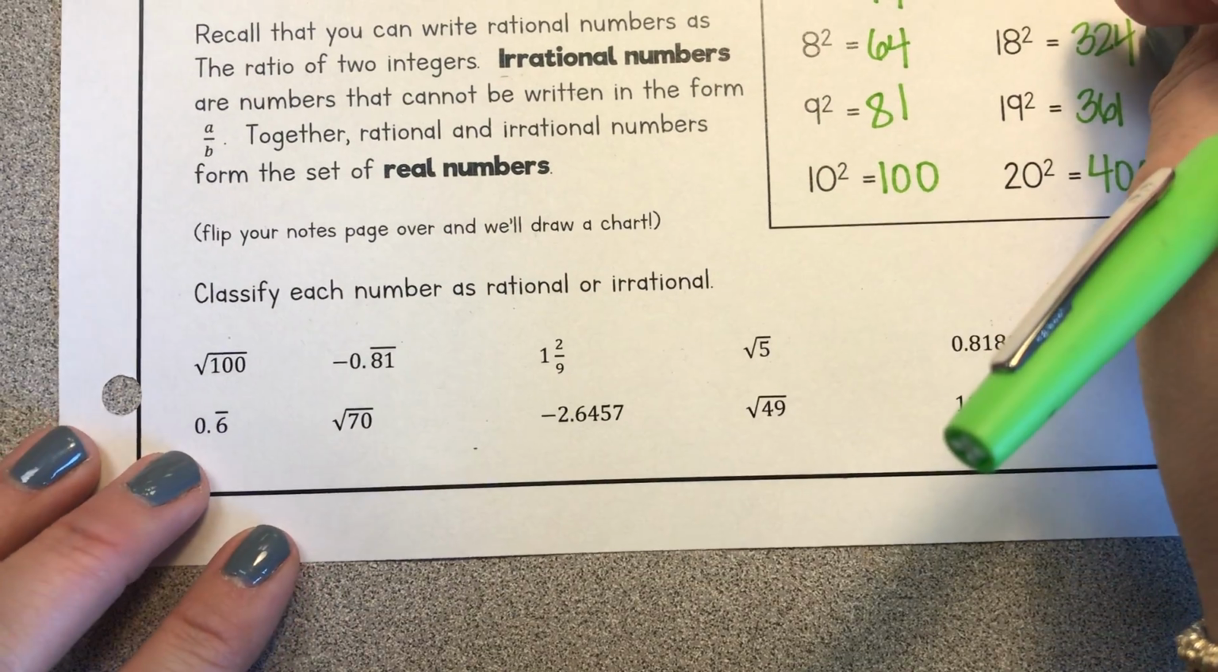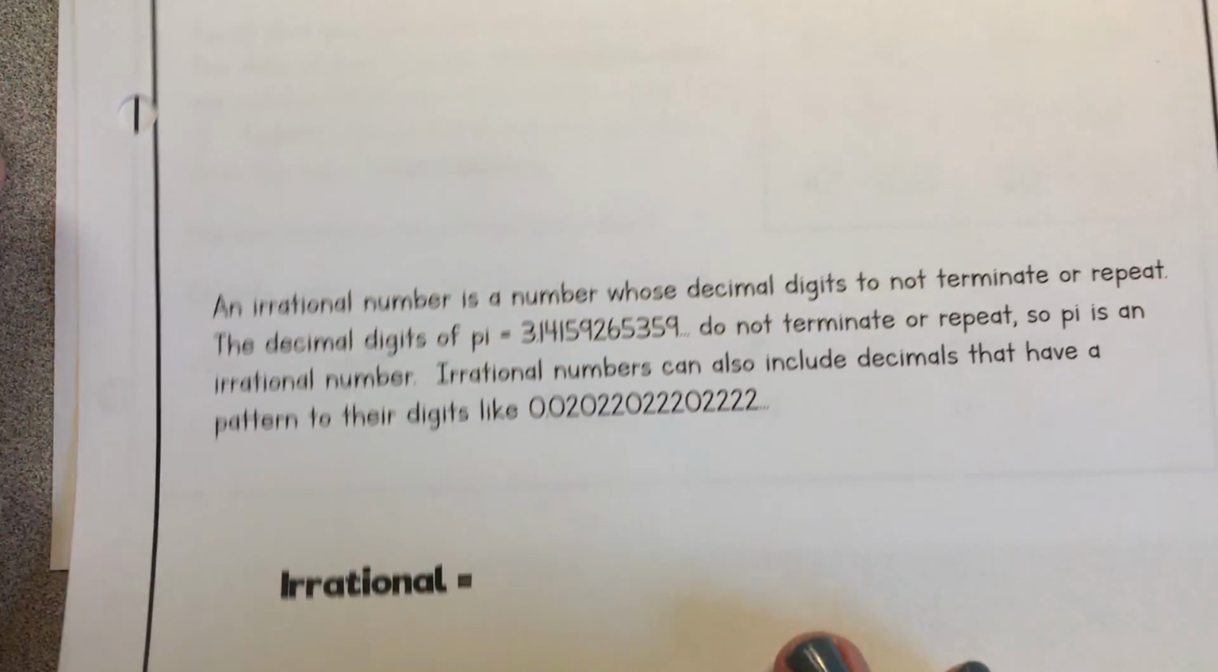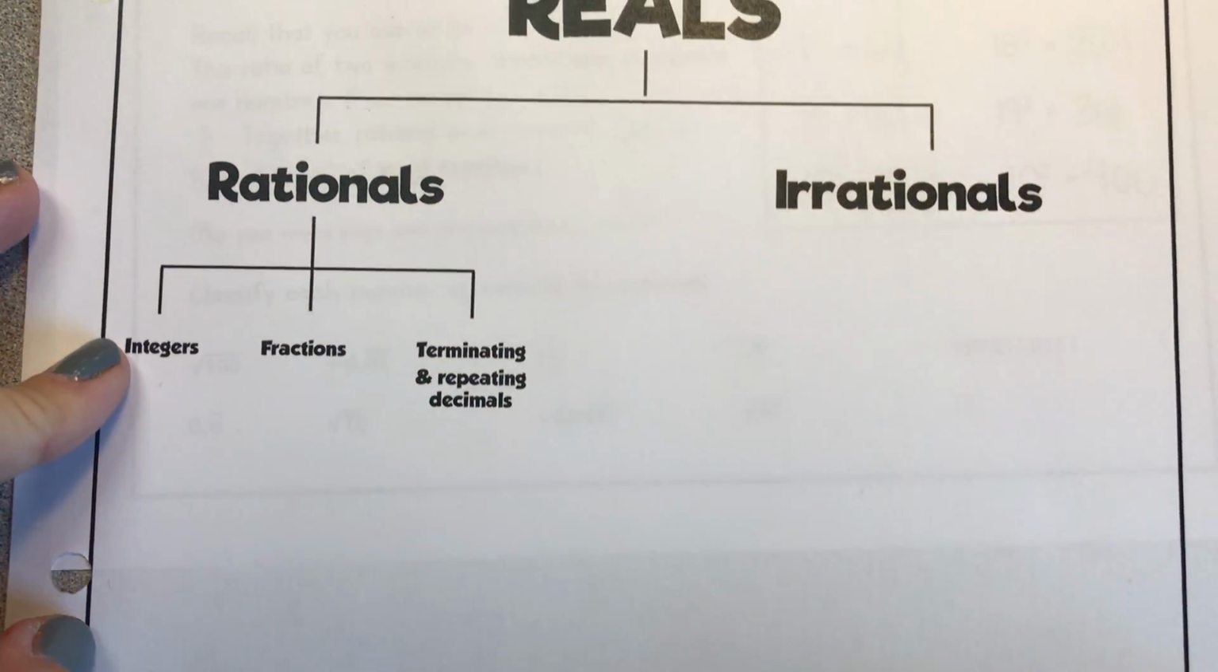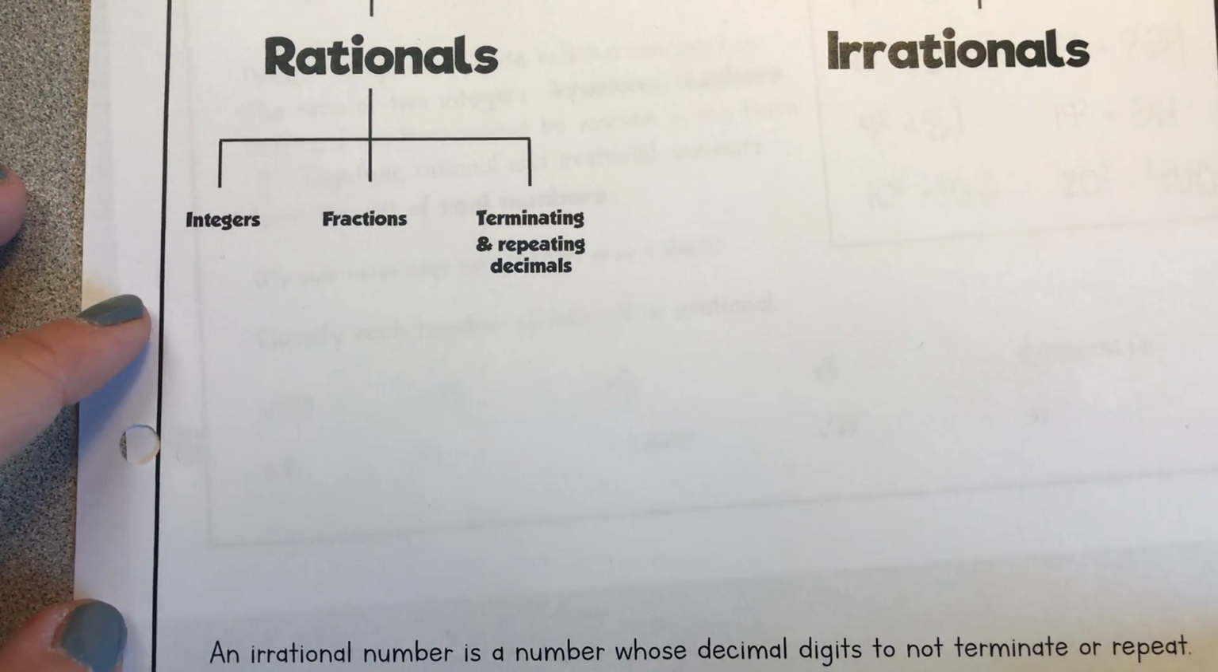And then down here it says, recall that you can write rational numbers as the ratio of two integers. Irrational numbers are numbers that cannot be written in the form a over b. Together, rational and irrational numbers form the set of real numbers. Okay, so look at your next page, and I've broken it down. Real numbers are comprised of rational and irrational.